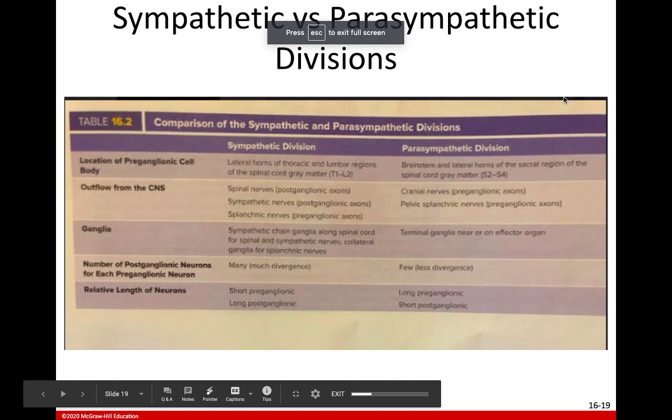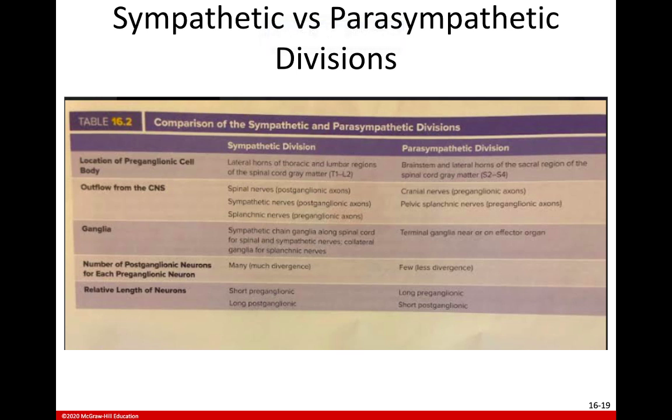Just wanted to review over some of the things we talked about yesterday, and then we're going to look a little bit more today at the sympathetic and parasympathetic nervous systems, and specifically the overall effects they have on your body. Again, that fight or flight response from that sympathetic nervous system, and that rest and digest response from the parasympathetic nervous system.